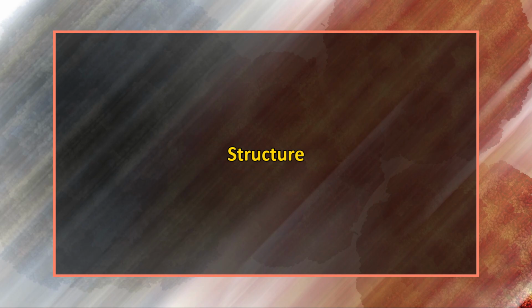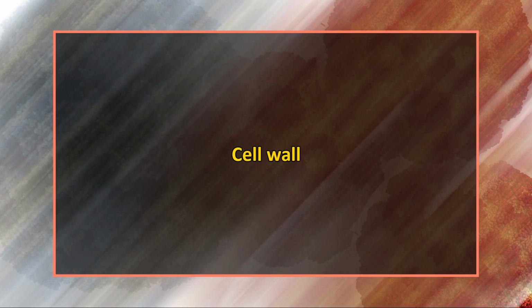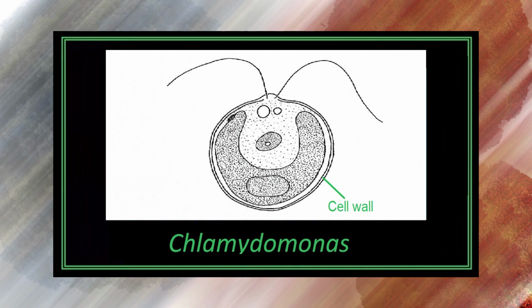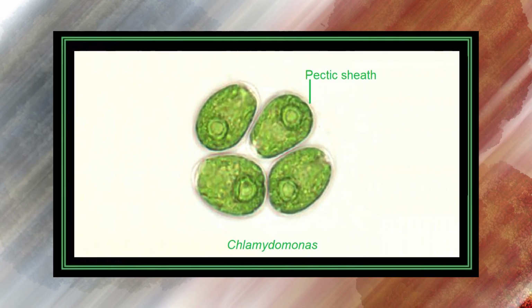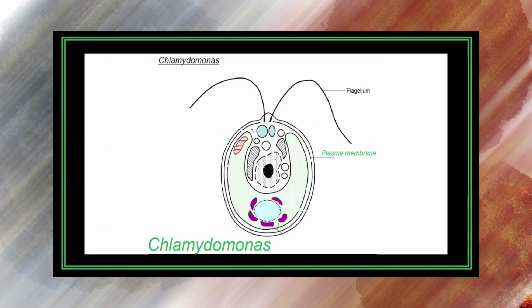Now, structure. The Chlamydomonas cell consists of cell wall followed by plasma membrane, cytoplasm, eye spot and flagella. First, cell wall. It's a thin, firm, cellulosic covering of the cell. In some species, it remains surrounded by a gelatinous pectic sheath. Plasma membrane. It's a thin, phospholipoproteinaceous covering of the cytoplasm lying inside the cell wall.